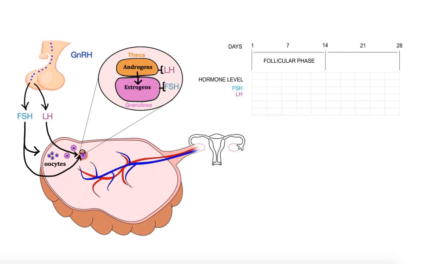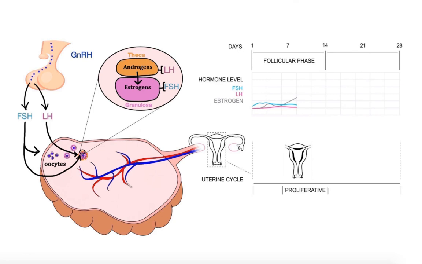Going back to our graph, as a result of these events, in the first week of the cycle, we'll see slightly elevated levels of FSH and LH, and then around day 7, we'll see estrogen levels beginning to rise. Now, estrogen serves two primary purposes. Firstly, it causes the uterine lining, also known as endometrium, to grow thicker in preparation for possible pregnancy. Because these endometrial changes are proliferative, this part of the uterine cycle is also called the proliferative phase.